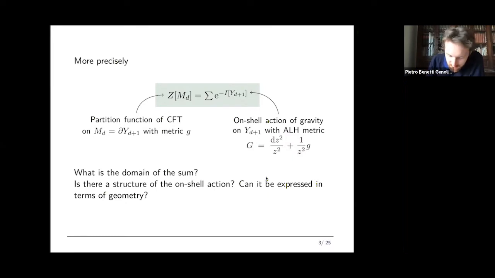And to connect with the previous expression, you just set Z equal to 1 over R, and you see that this becomes dr squared divided by R squared plus R squared G, right? So the previous one is an asymptotically locally hyperbolic metric. I just used different coordinates. Okay, however, this prescription, which seems very precise, is actually not very precise, right?